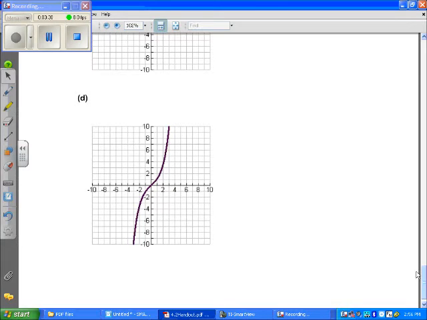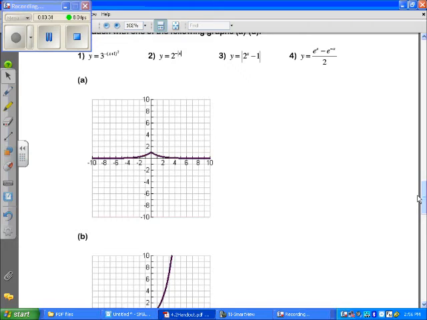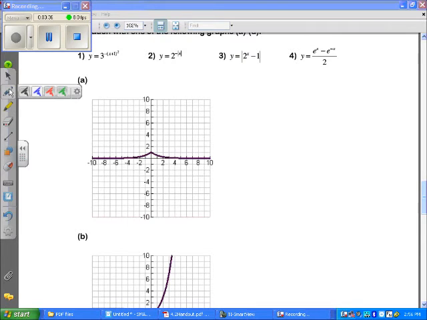Okay, so let's go ahead and write down the answers here so that we have them all, starting with the top of the page. This first one, if you recall, was number 2: y is equal to 2 to the negative absolute value of x. The second one that we just did was y is equal to absolute value of 2 to the x minus 1. So B is number 3.